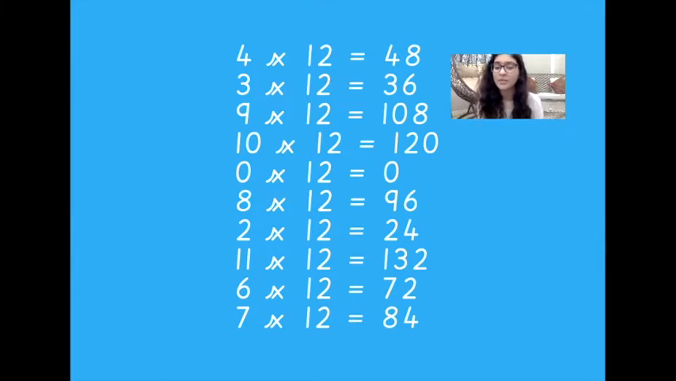11 times 12 equals 132. 6 times 12 equals 72. And 7 times 12 equals 84. Well done if you got that correct. I hope you're at home ticking or making corrections.